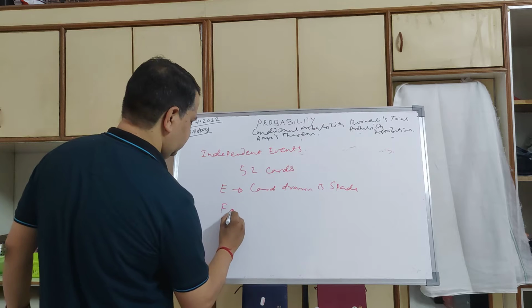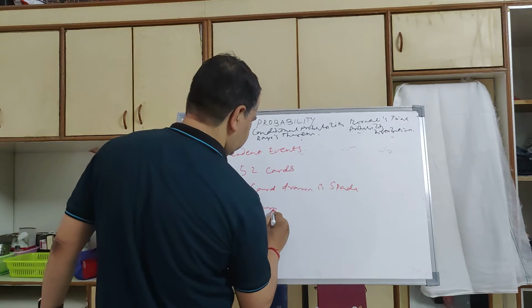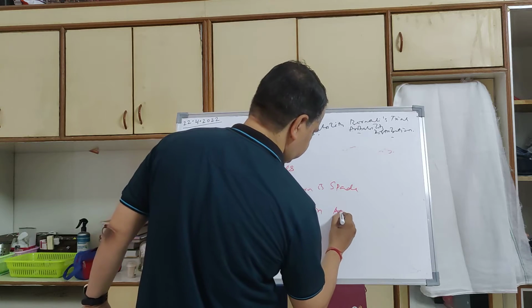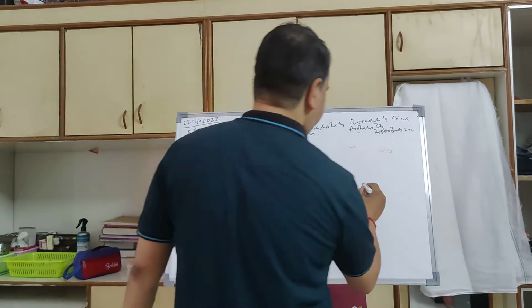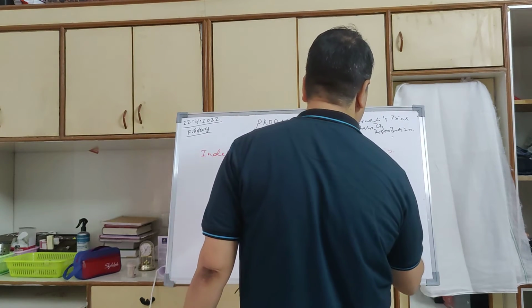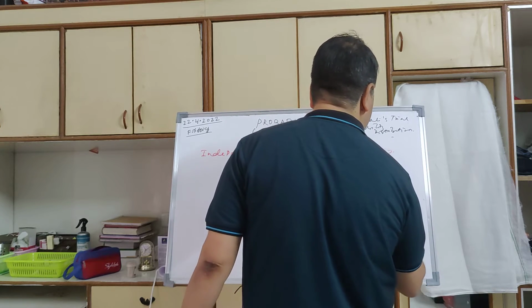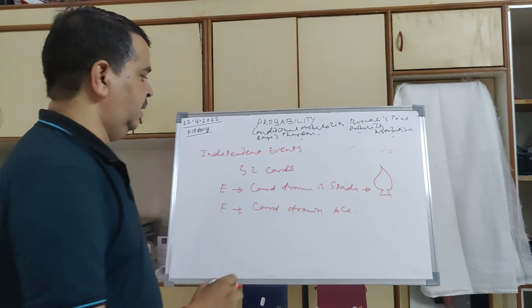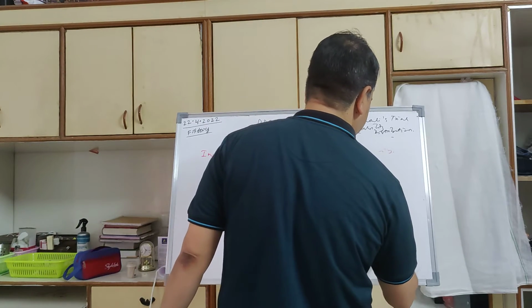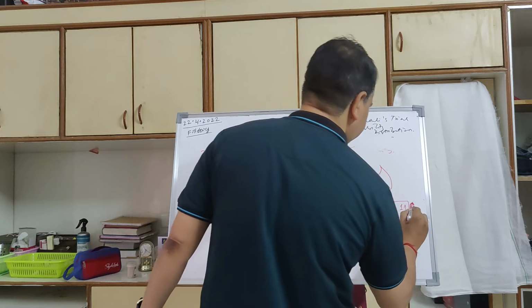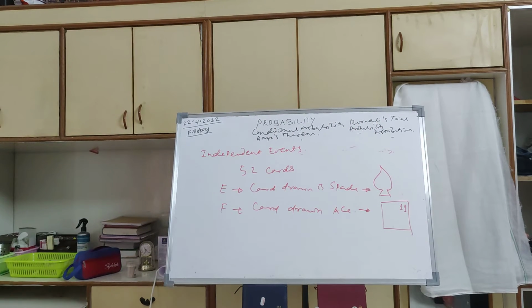And F is the card drawn is an ace. Okay, so spade is nothing but this one, right? This is your spade, and the ace is nothing but the card having that 1, right? Yes, that is your ace. Okay, so these are two events.